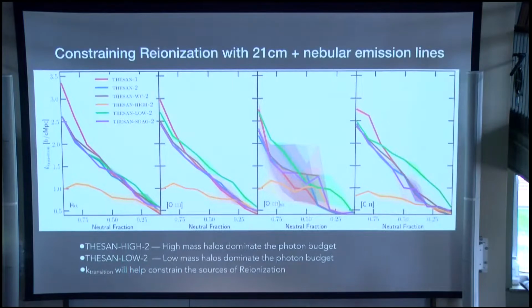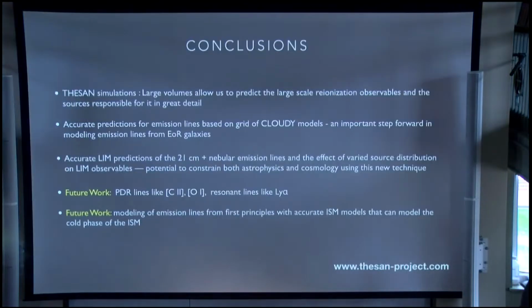So the point is you can use the transition wave number for a whole bunch of different lines to place constraints on what galaxies contributed to your reionization, and also to understand what the underlying dark matter or dark energy model is. So this is a very powerful tool to constrain both astrophysics and cosmology using reionization epoch observables.